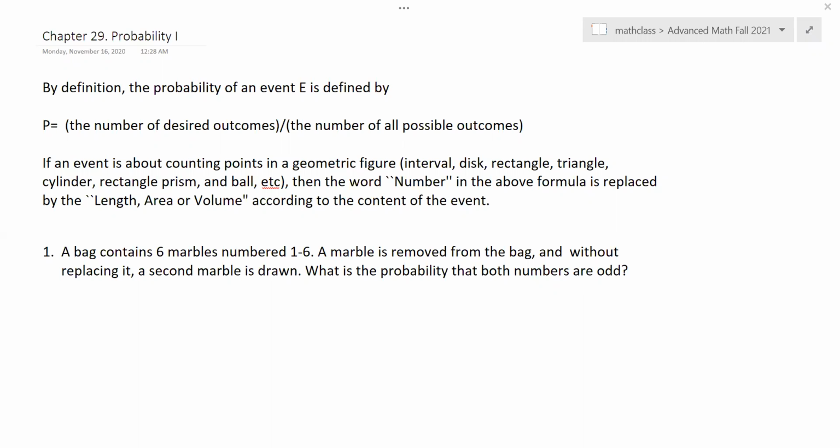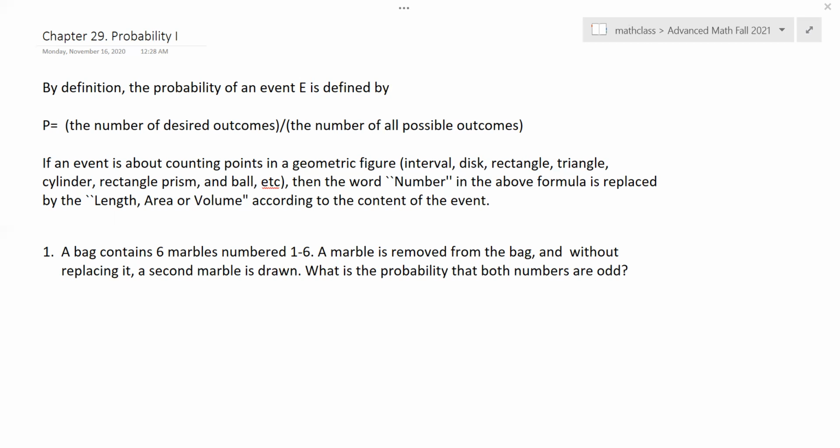A bag contains 6 marbles, numbered 1, 2, 3, all the way to 6. A marble is removed from the bag without replacement, that means without replacing it. Then the second marble is drawn. What is the probability that both numbers are other numbers? So there is a restriction on that: both numbers must be other numbers.